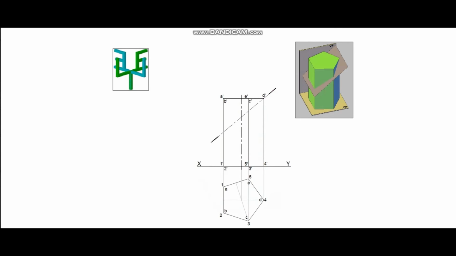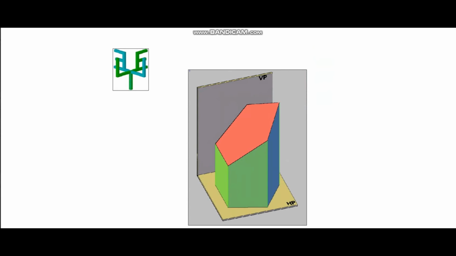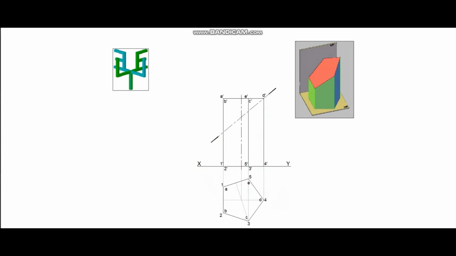Mark points wherever the cutting plane cuts the prism in the elevation as P-, Q-, R-, S-, and T-. The corresponding points of the plan are P, Q, R, S, and T. Darken only the remaining portion after sectioning. Draw hatching lines in the sectioned region of plan.